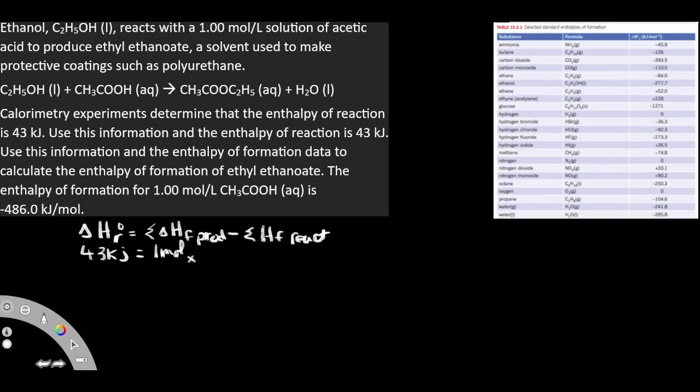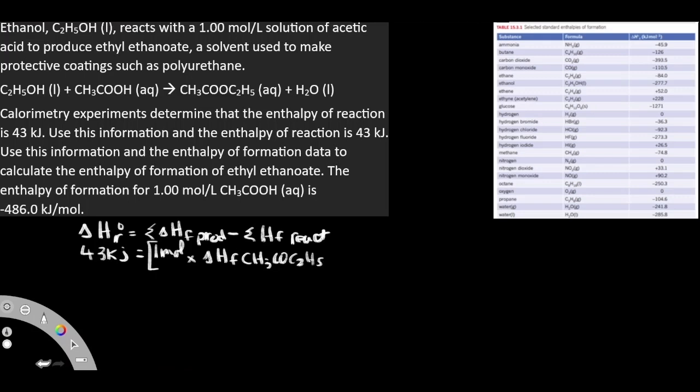Well, I'm looking over here, and I don't see it, and I'm reading in the question, I don't have it, so this has to be an unknown value. And the question even says at the very end, we have to calculate the enthalpy of formation of ethyl ethanoate anyway. So this for sure is our unknown value, so I'm just going to put delta Hf of our ethyl ethanoate, CH3COOC2H5.